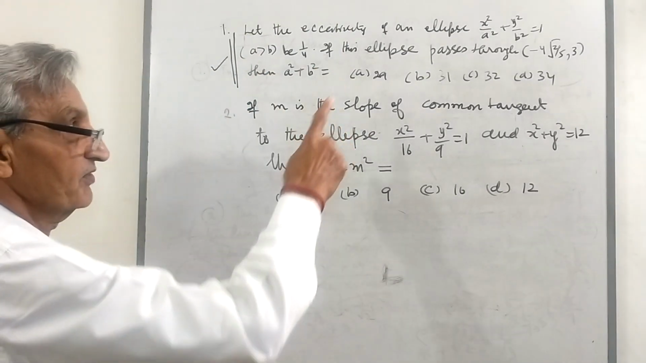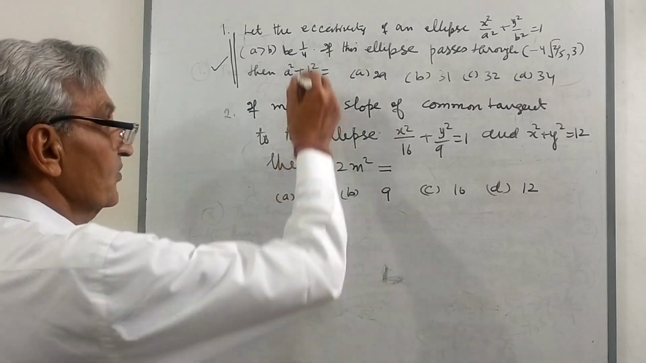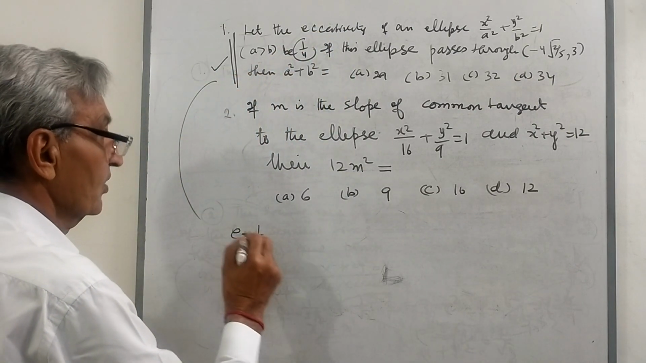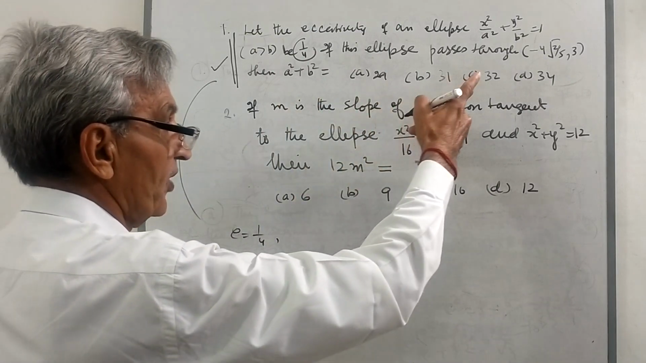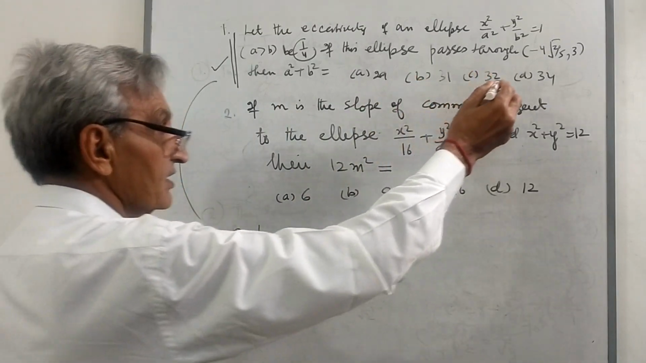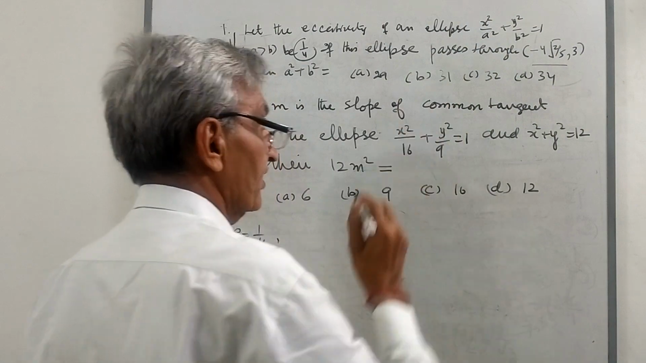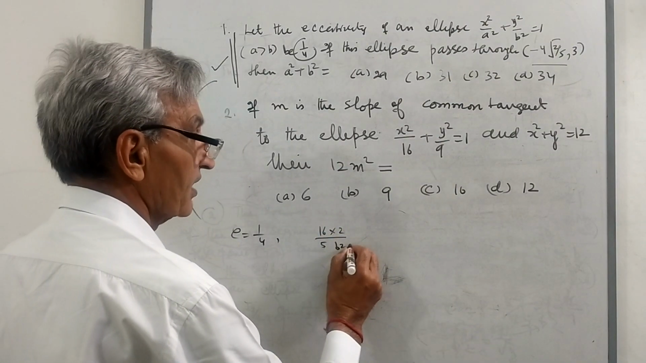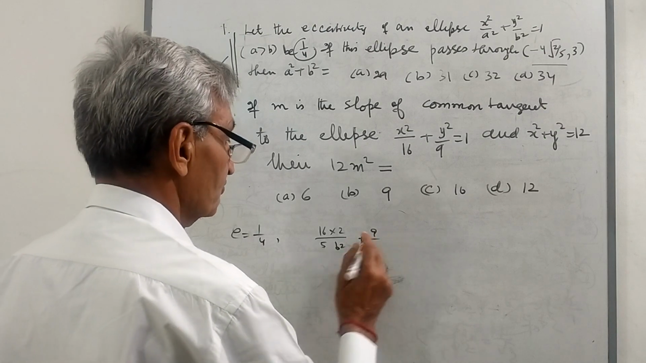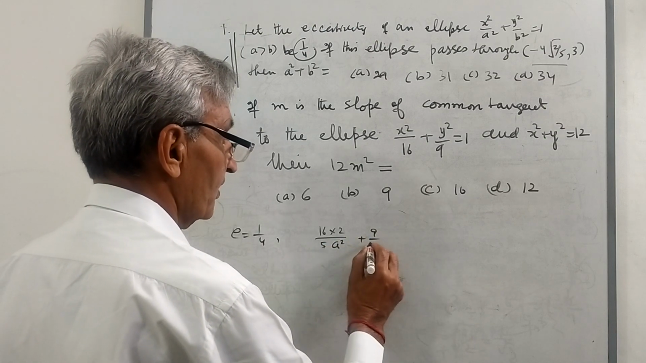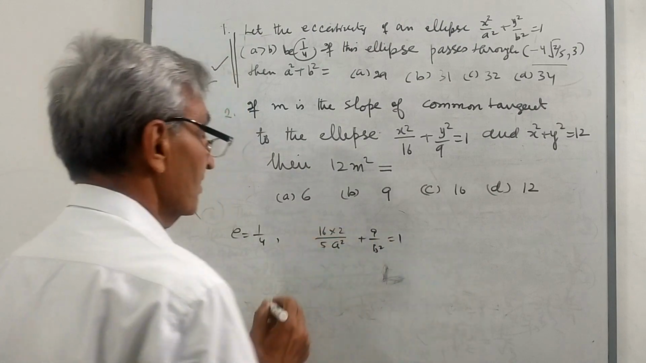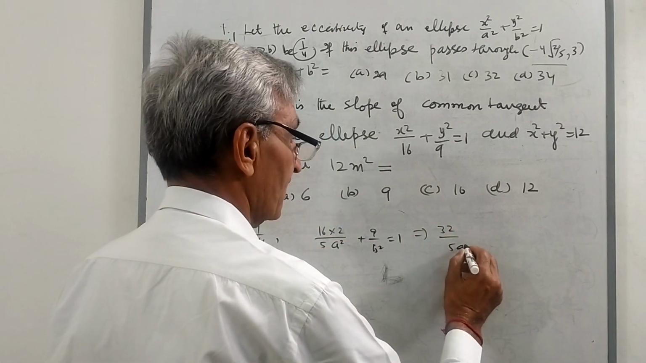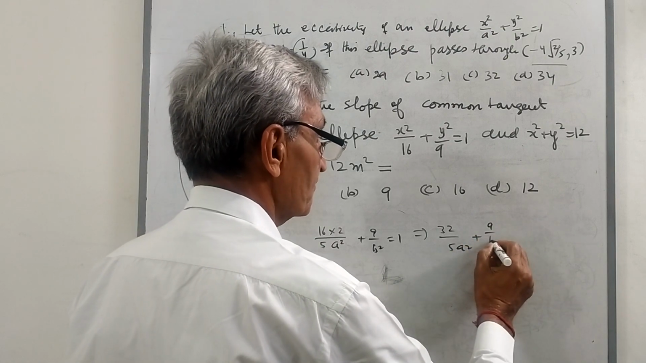The eccentricity of the ellipse is given equal to 1 by 4. E is given equal to 1 by 4. And the ellipse passes through this point. Therefore, it will satisfy: 16 into 2 divided by 5 a square plus 9 divided by b square is equal to 1. Well, what we got is 32 by 5 a square plus 9 into b square is equal to 1.